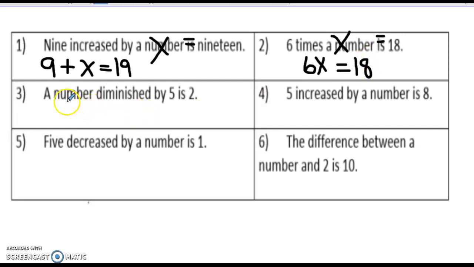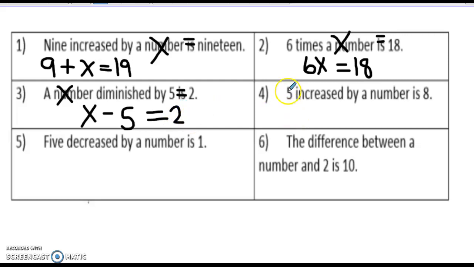Number 3, it says a number diminished by 5 is 2. For a number or an unknown value, I'm going to use the variable x. So x diminished by 5 is 2 or equals 2. All right, my number, I'm using x, diminished by 5, diminished is subtracted. Subtracted by 5 is 2 or equals 2.